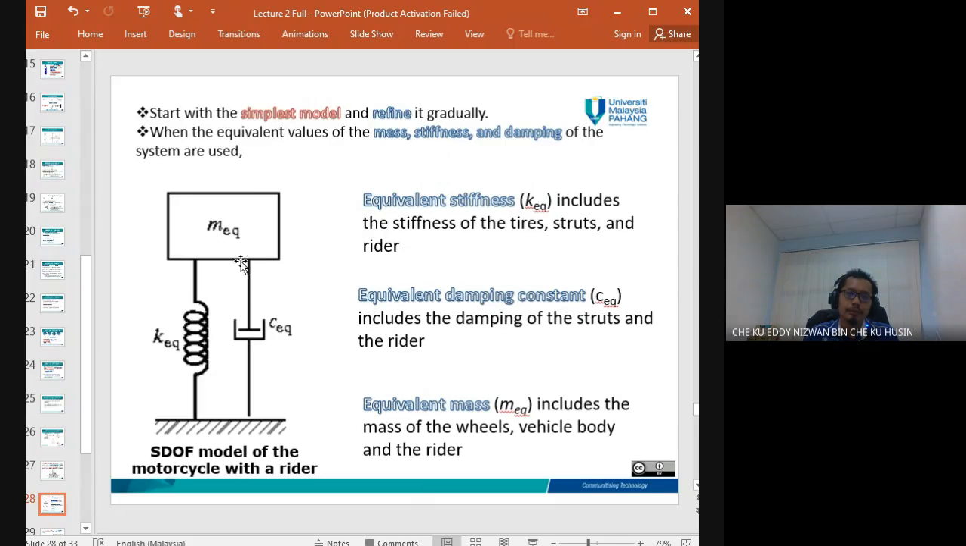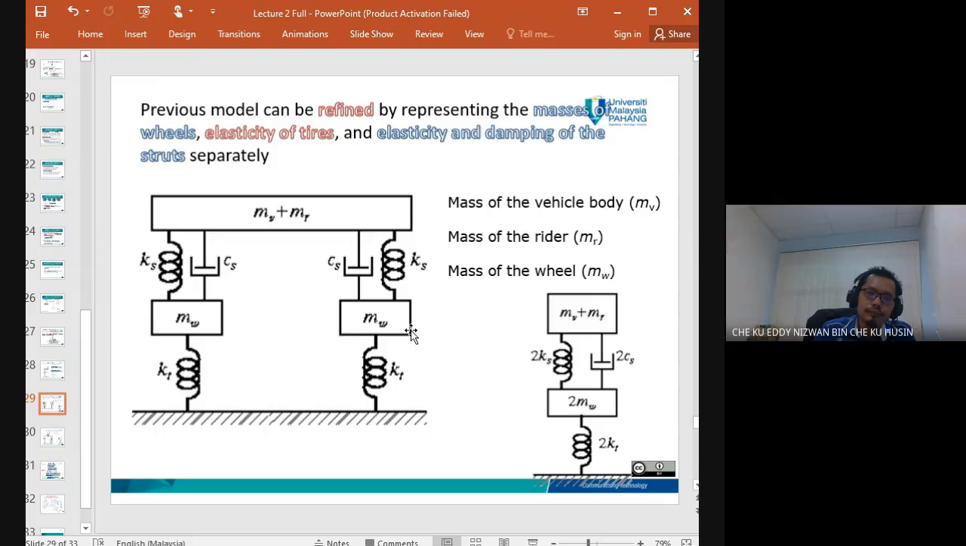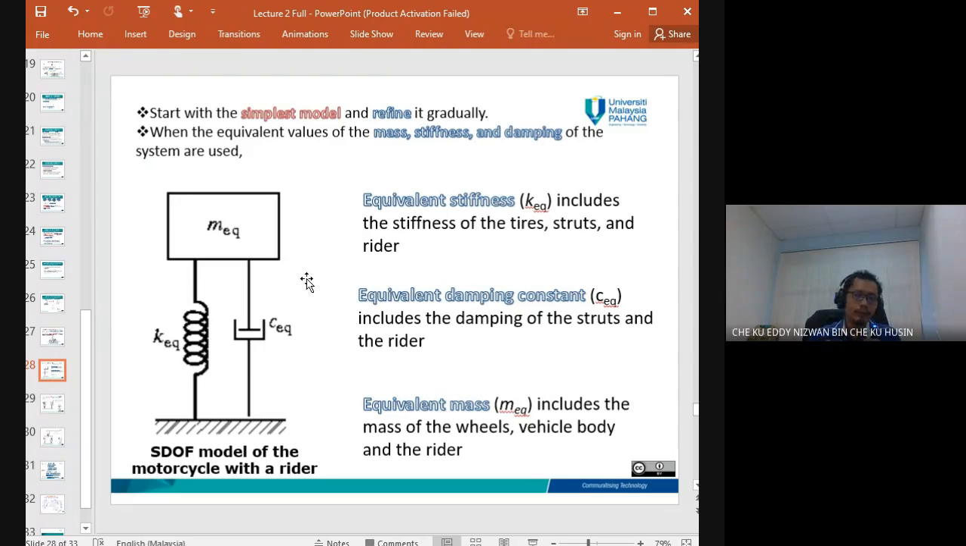Okay, the simplest model is a single degree of freedom: the equivalent mass, the equivalent K, the equivalent damping. Here for the equivalent stiffness, we consider the stiffness of the tire, the strut, and the rider itself. And the equivalent damping, the strut and the rider. And the equivalent mass is the whole mass, which is wheel, body, and rider. Then we just consider the motion of one body, the whole motion. If we only want to study that kind of motion, then it's okay to just use this model. It's enough and easier to solve.